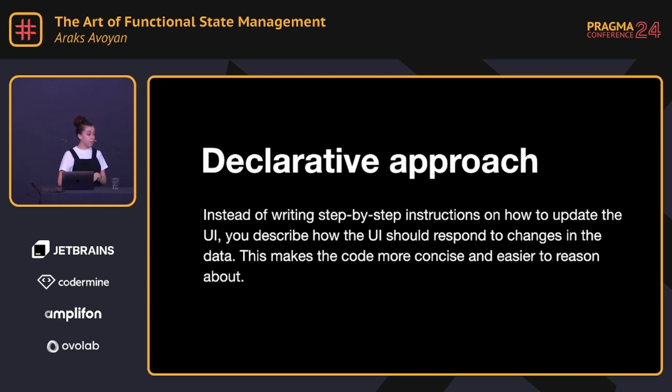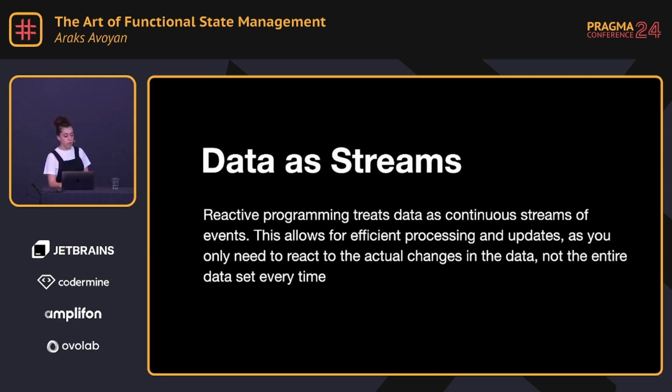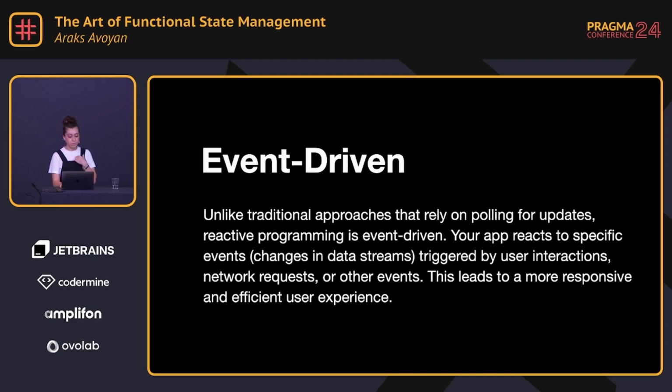Firstly, it's declarative. Instead of writing step-by-step instructions on how to update the UI, you describe how the UI should respond to changes in the data. This makes the code concise and easier to reason about. Secondly, it's data as streams. Imagine a stream of network data arriving in chunks and user interaction events happening one at a time. Reactive programming allows you to process these events efficiently as they occur.